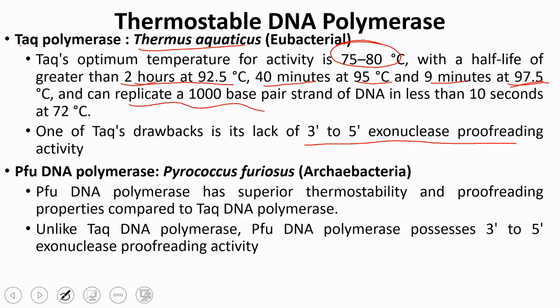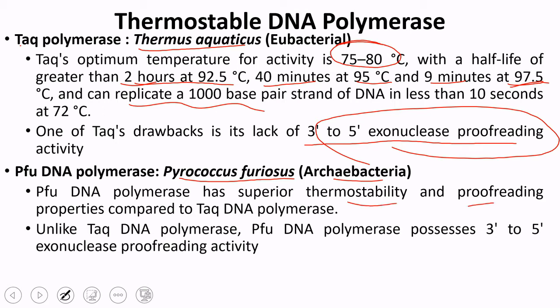The other DNA polymerase is PFU polymerase, which is also thermostable, and it has been isolated from Pyrococcus furiosus, that is Archaebacteria. This PFU DNA polymerase has superior thermostability and proofreading. The major disadvantage I have told you: in the case of Thermus aquaticus, they don't have proofreading power, so they cannot correct the wrong nucleotide addition. But PFU polymerase is more thermostable, and it has proofreading properties compared to the Taq DNA polymerase. So PFU has slight advantages over the Taq polymerase.